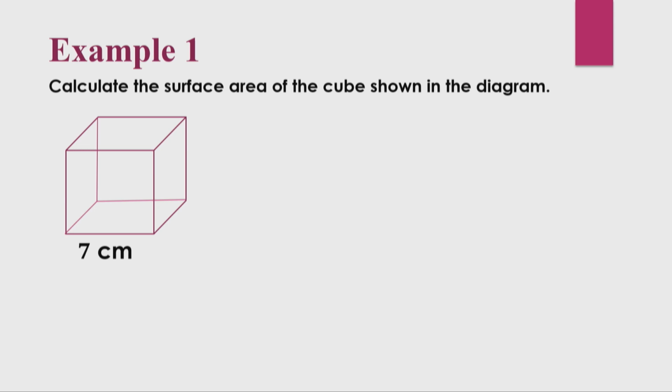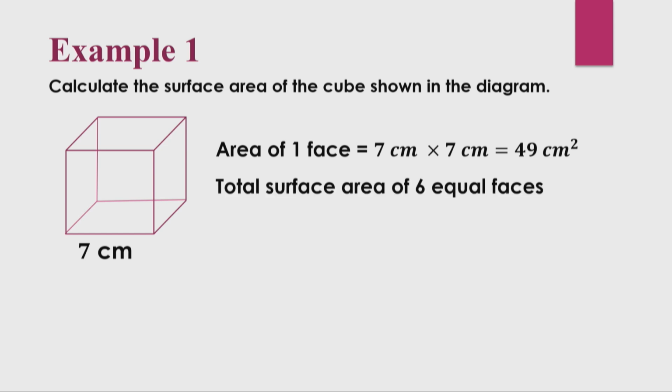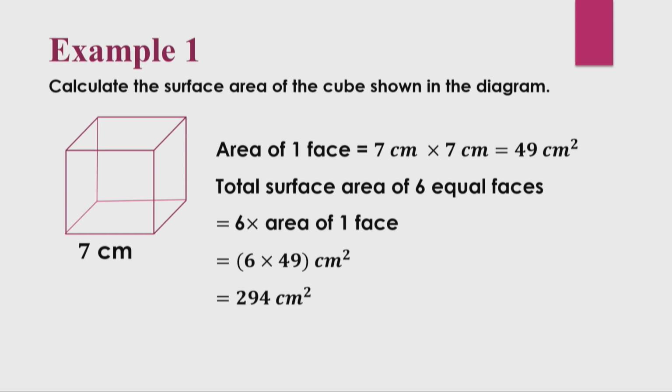Example 1. Calculate the surface area of the cube shown in the diagram. Area of one face is equal to 7 cm multiplied by 7 cm, which is equal to 49 cm squared. The total surface area of 6 equal faces, 6 multiplied by area of one face, 6 multiplied by 49 centimeters squared, and the final answer is 294 centimeters squared.